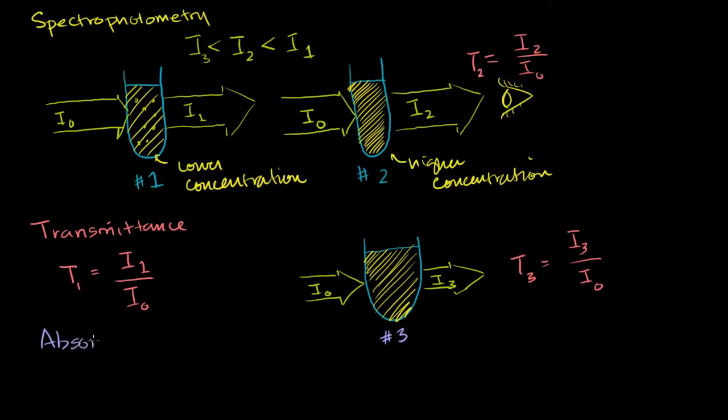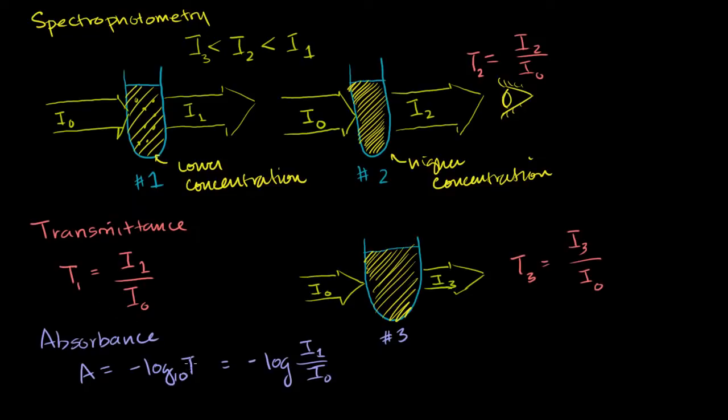So absorbance is defined as the negative log of transmittance. This logarithm is base 10. Or you could view that, since transmittance is what we've already defined, as the negative log of the light that is transmitted over the light that is input. But the easiest way is the negative log of the transmittance.